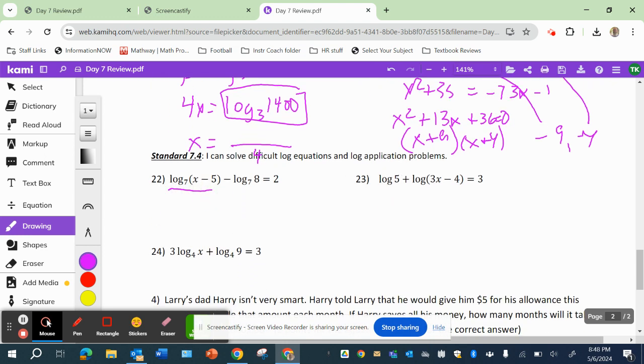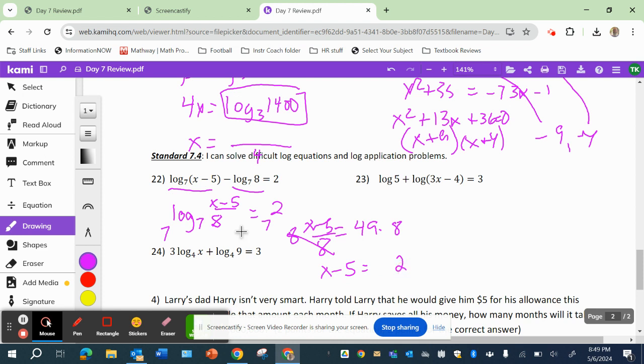Now you have to write this as 1 log. And then take both sides to the log power. So you have x minus 5 over 8 equals 49. Multiply both sides by 8. X minus 5, 392. So x equals 397, I believe.